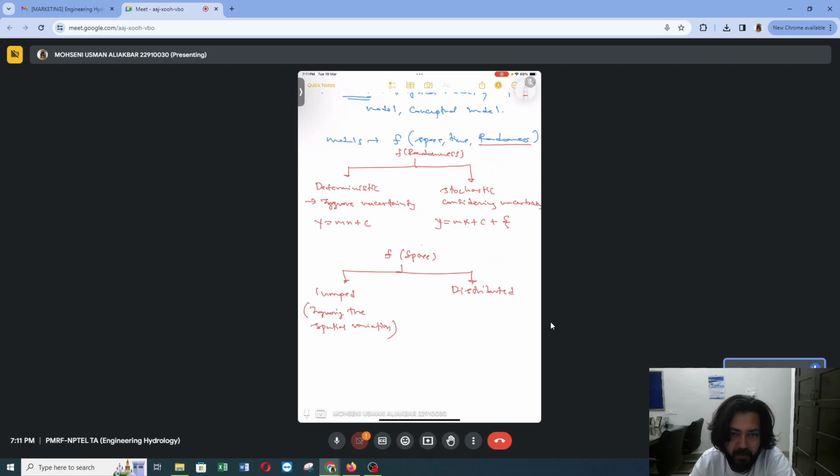Let us say we have a catchment and we have rainfall data for that catchment. We know that rainfall has spatial as well as temporal variation associated with it, right? But what does a lumped model do? It ignores the spatial variation. For the entire catchment area, it says that the rainfall is constant throughout the catchment, which can't be true, right? So a lumped model ignores the spatial variation in the data set, whereas a distributed model considers the spatial variation.